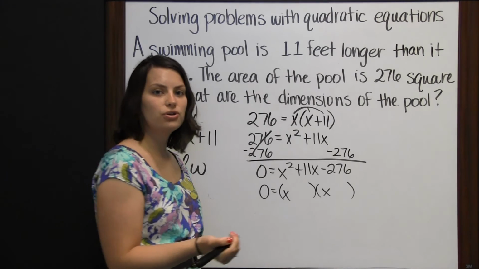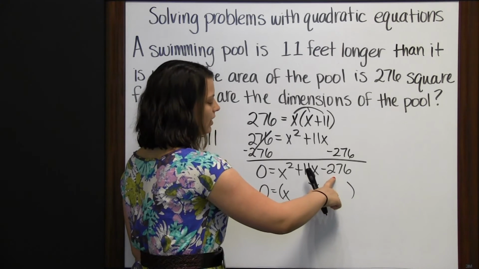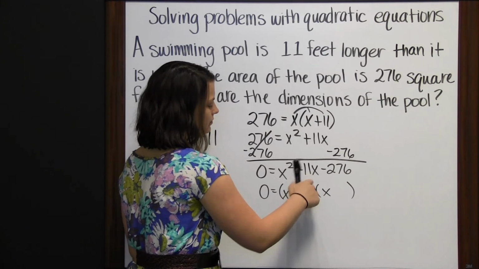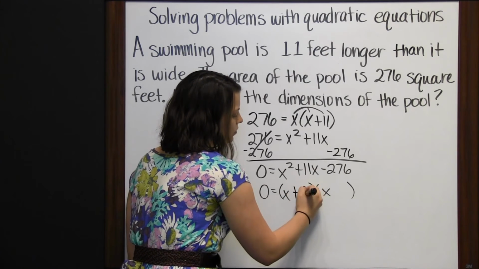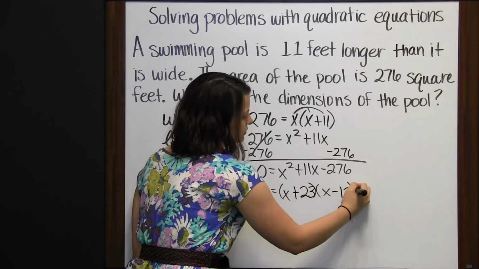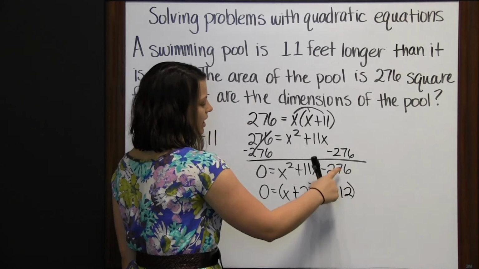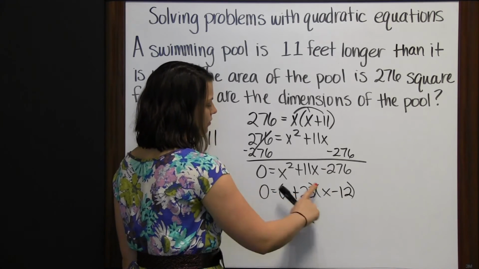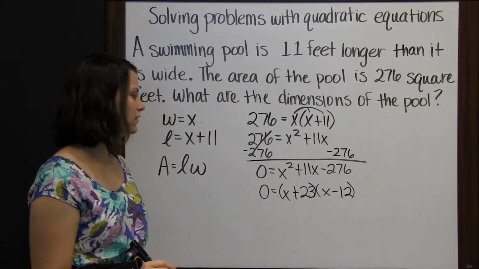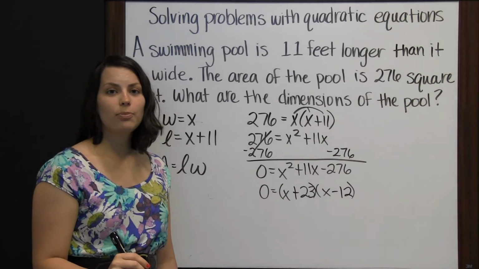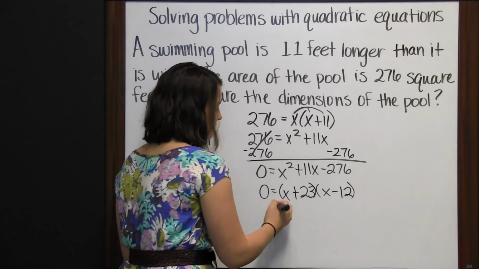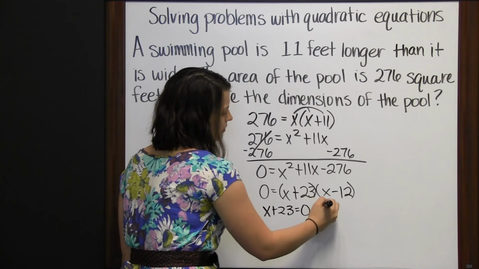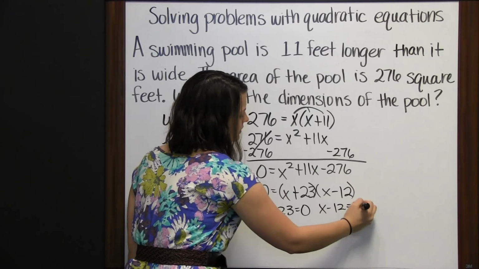Now we need to find two numbers that have a product of negative 276 and a sum of 11. So that would be positive 23 and negative 12. 23 times negative 12 is negative 276, and 23 minus 12 is 11, or plus a negative 12 is 11. Now we can use the zero product property to solve for x. So x plus 23 equals 0, and x minus 12 equals 0.